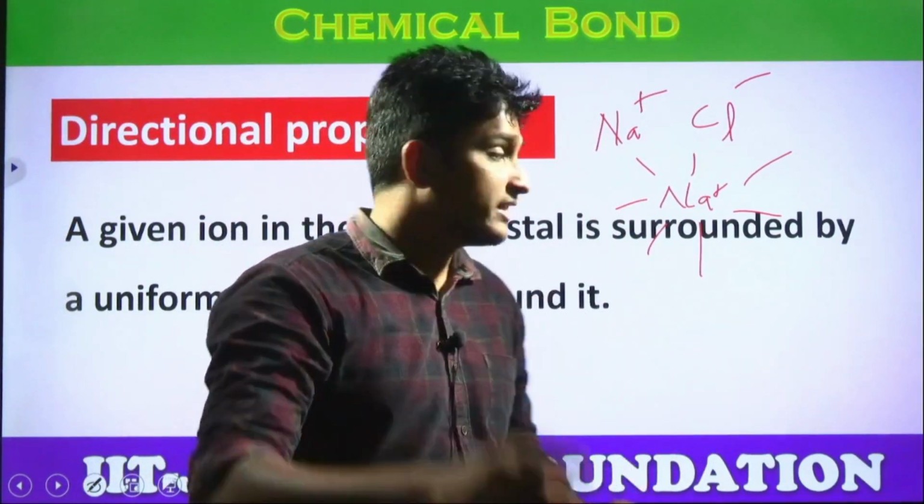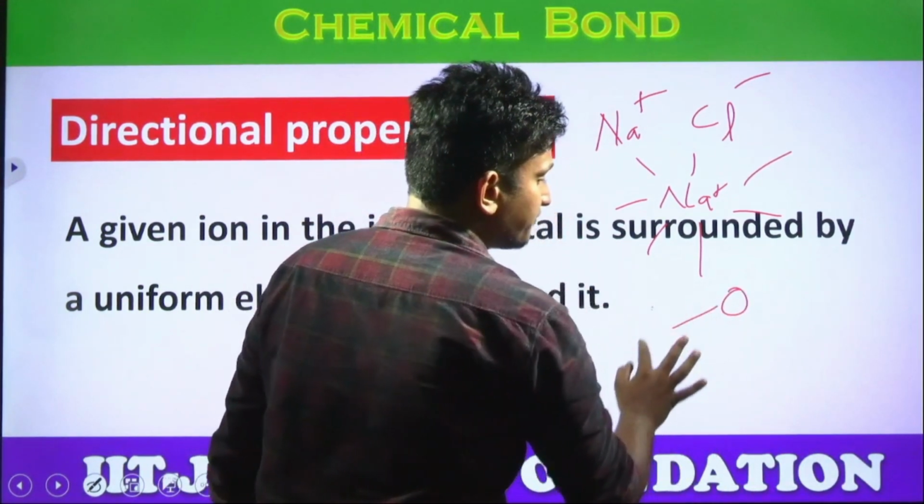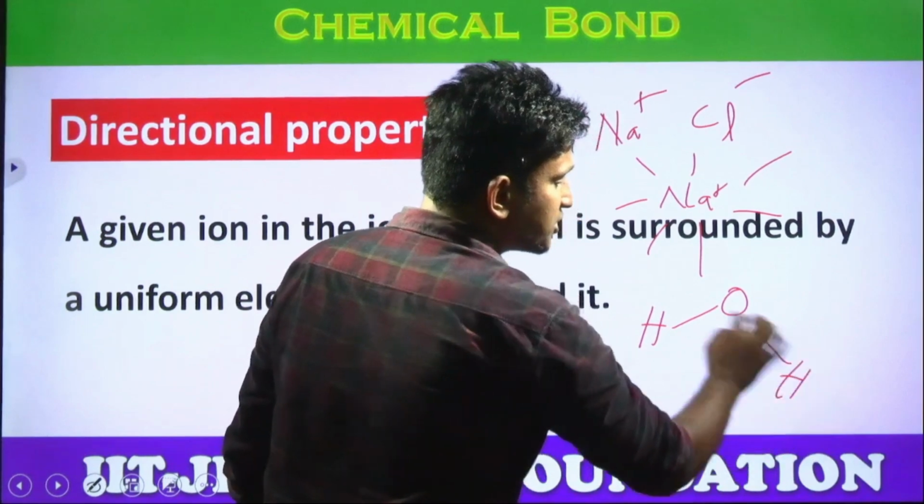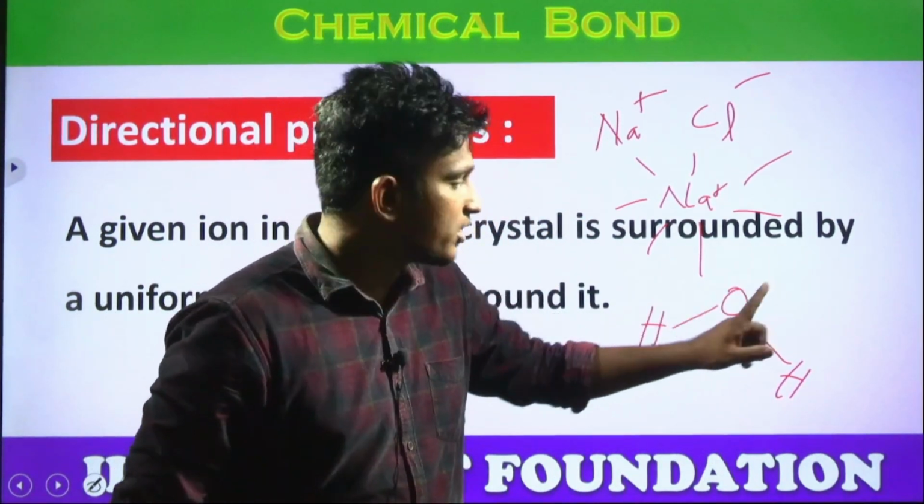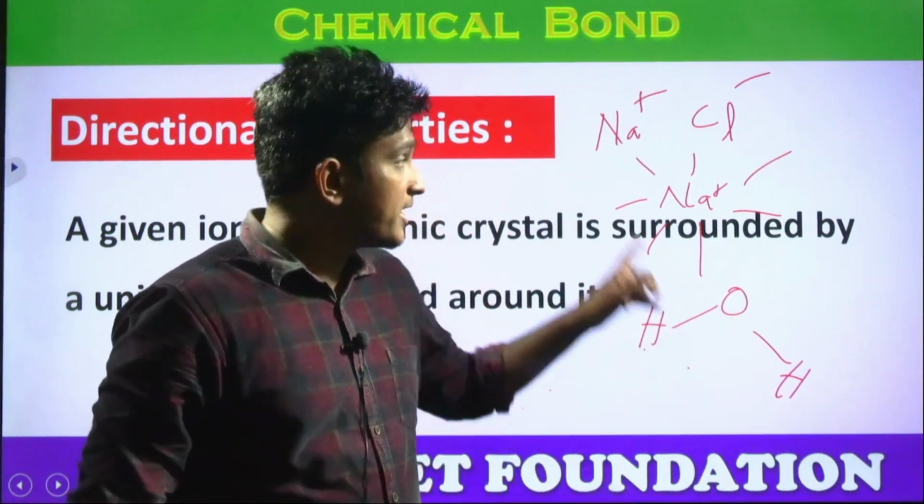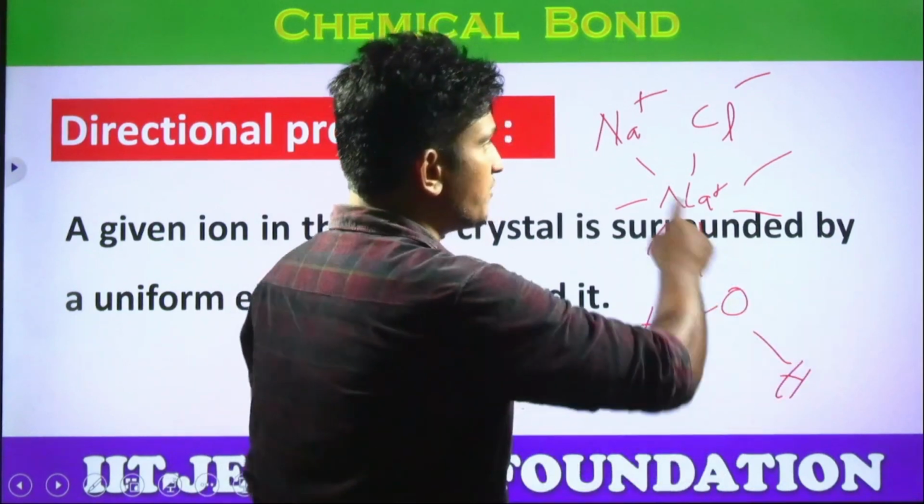Understood? But in the case of covalent compounds, which is our next bonding, take the water molecule. Here you can show the bond. Yes or no? You can say there is a bond between hydrogen and oxygen, and a bond between oxygen and hydrogen. But can you show that bond in ionic compounds? That's why in ionic compounds in general we don't represent any bond.